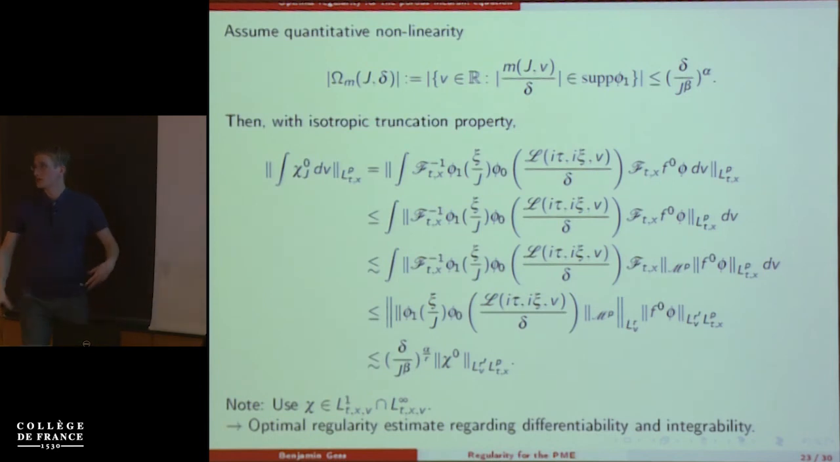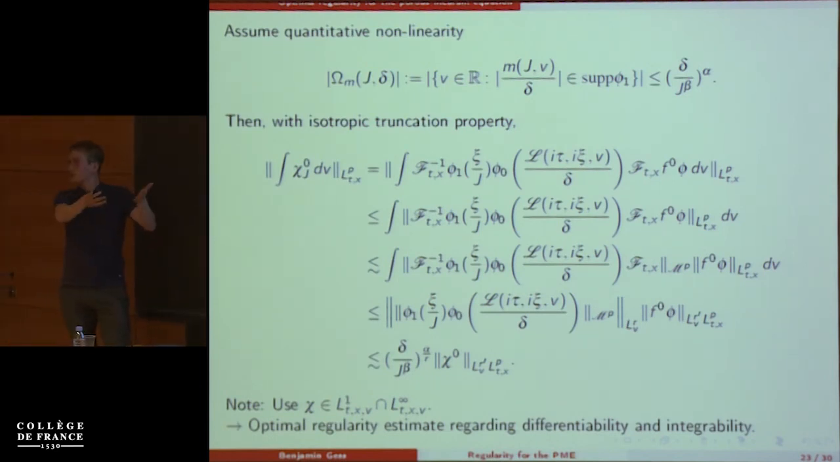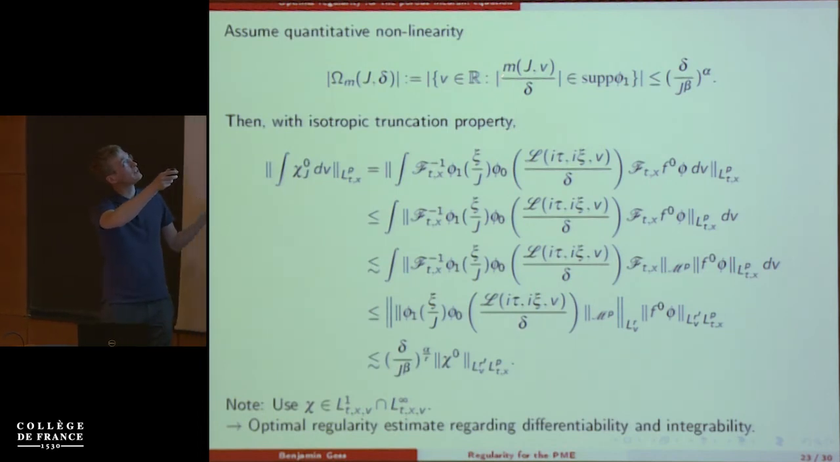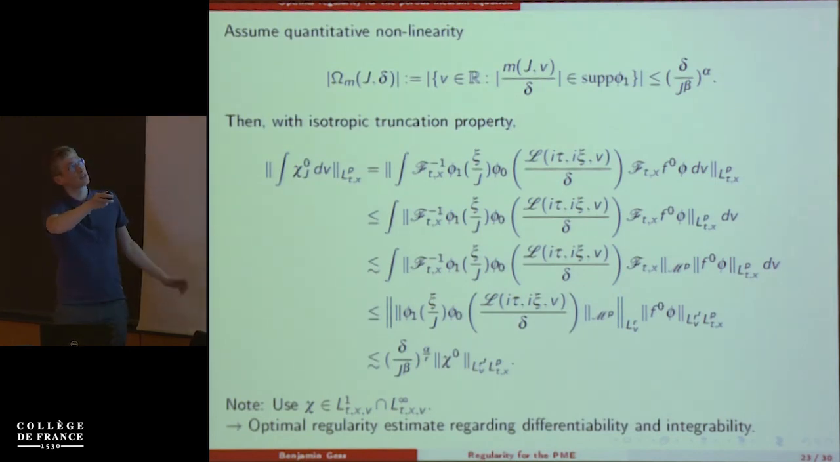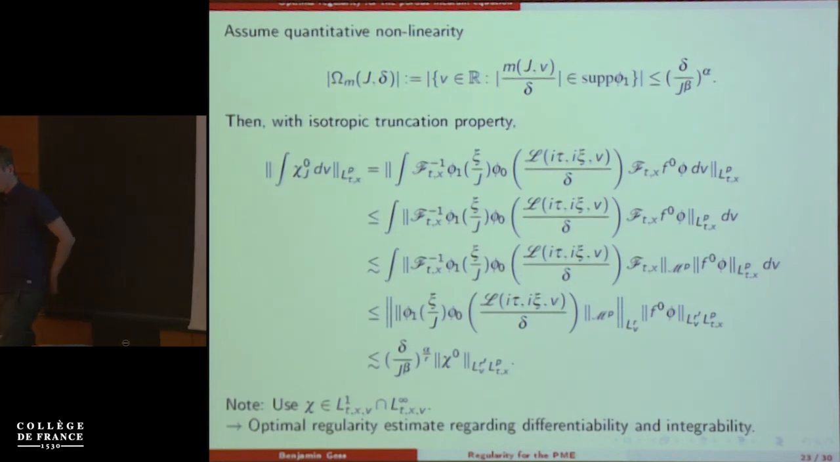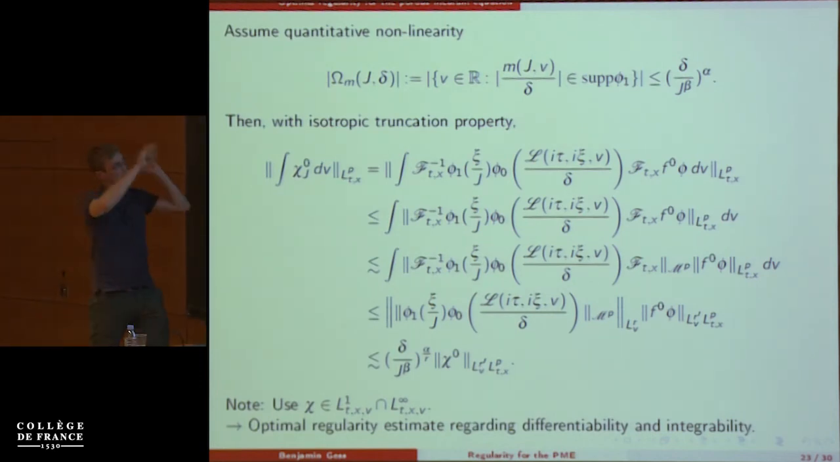Here I put it as an assumption, but if you plug in just the explicit case which we are looking at, where m is given by j squared times v to the power m minus 1, this is just an explicit calculation. Then you get this bound immediately with beta equal 2, which is the order of the equation, and alpha equal 1 over m minus 1. So this is easy to check.